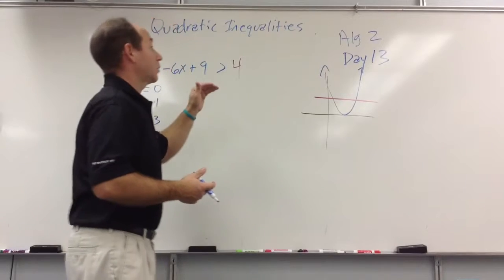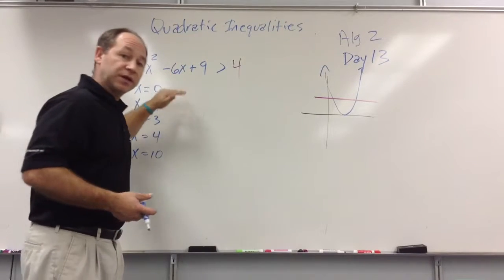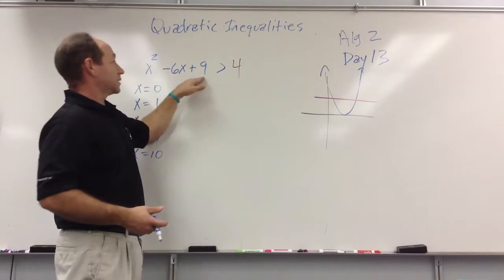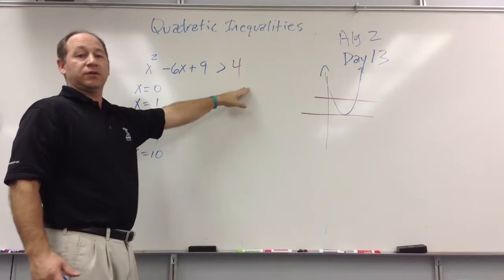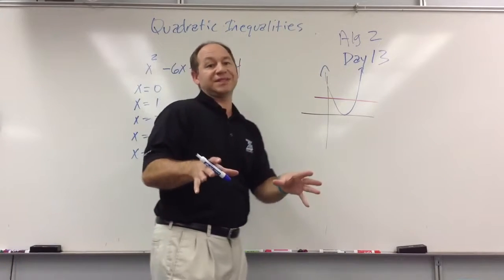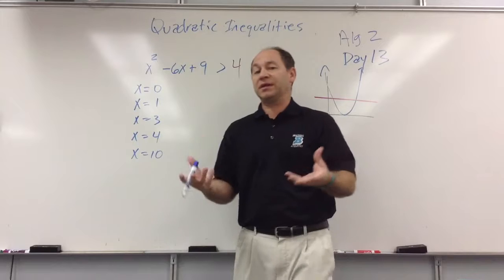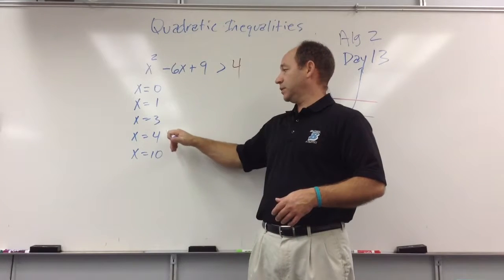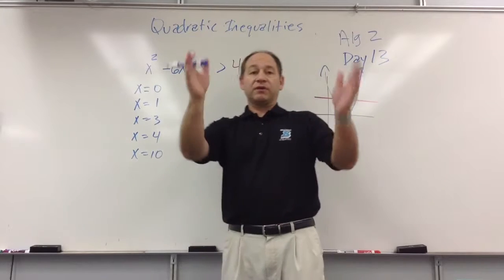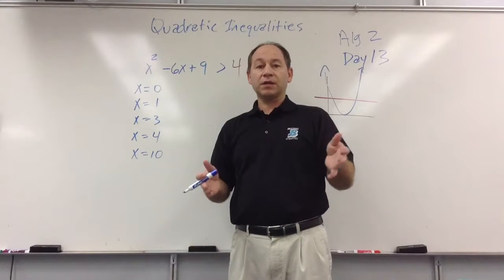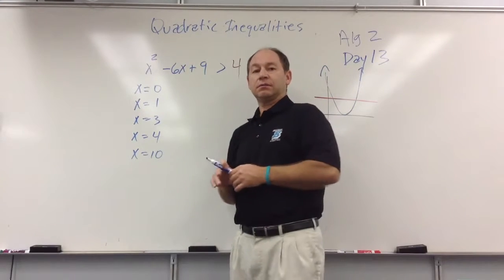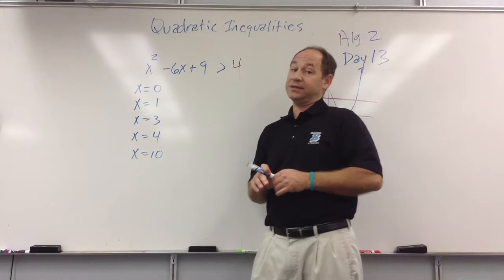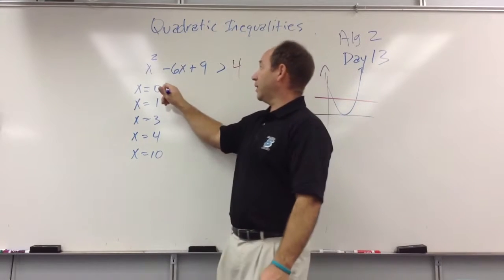For a quadratic inequality, what you see here is a quadratic expression. We have x squared minus 6x plus 9, and we're asking when is it greater than 4? So remember, a solution to that would just be something that'll make the sentence true. So let's check x equals 0, x equals 1, x equals 3, x equals 4, x equals 10. If you have 5 rows, you can each check one. You can hit pause if you want. In other words, I'll tell you what happens.